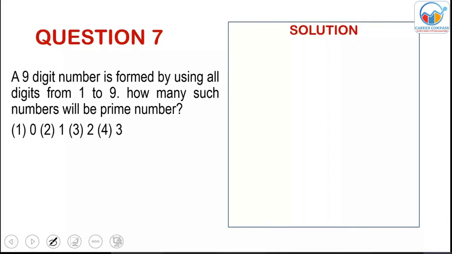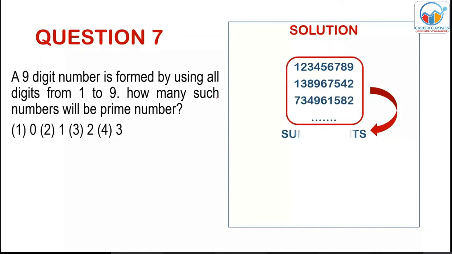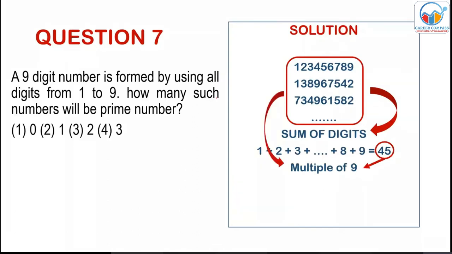So let me discuss this with you all. You see, at first we will consider a number formed by all the 9 digits using each exactly once. The position of the digits may change here and there, but definitely the sum of the digits will always be 45, which is always a multiple of 9. And hence we can definitely see that each of these numbers will be composite numbers, right? So none of these numbers will actually be prime.